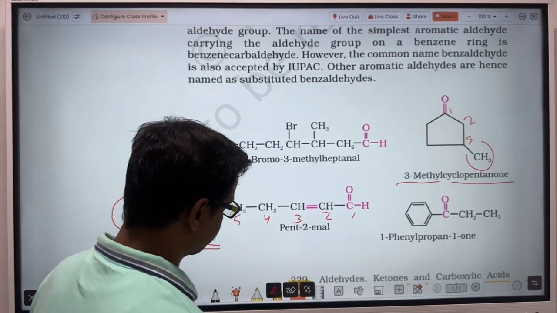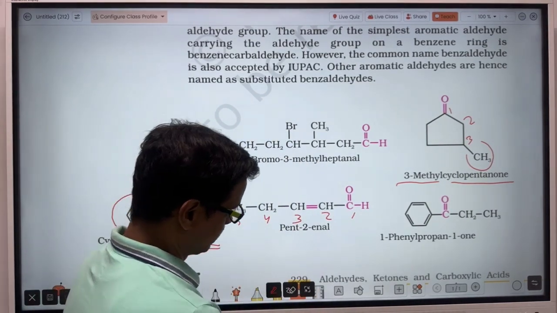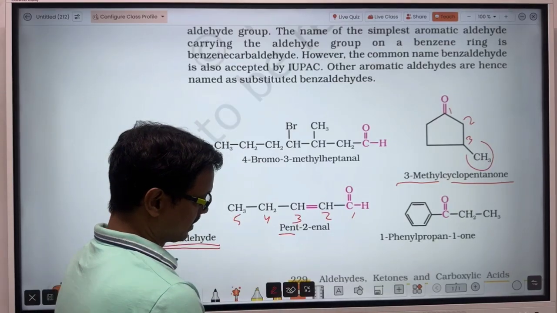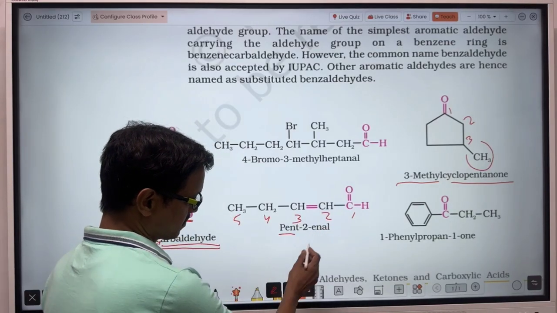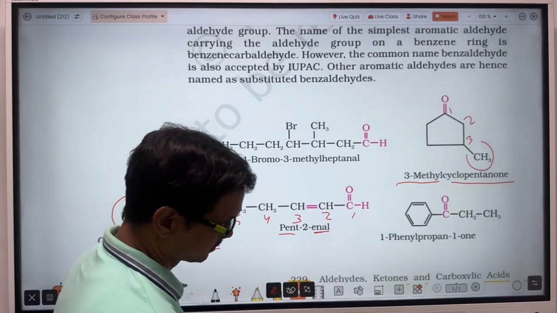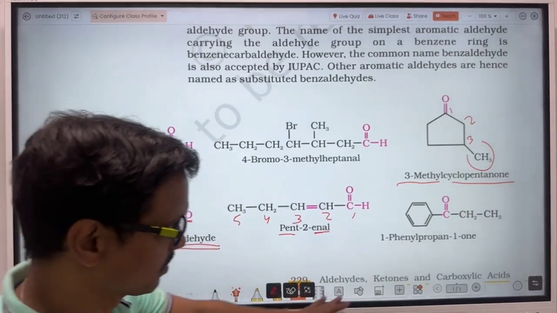Now here, in this case, the main chain is of 5 carbon, so that's why "pent", and at second position there is unsaturation, so that's why "enal" we have written. Okay. Now watch out this compound.